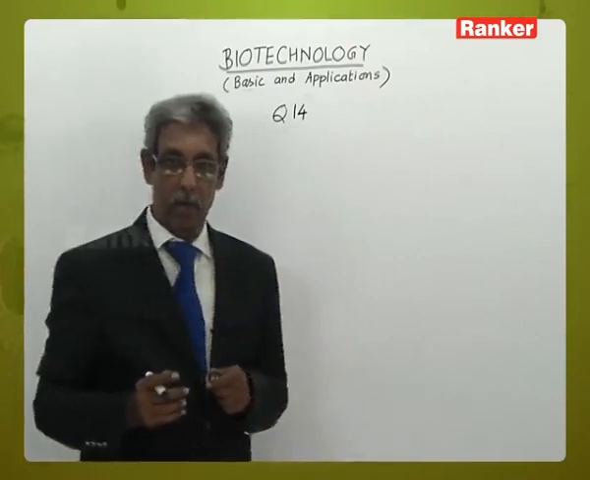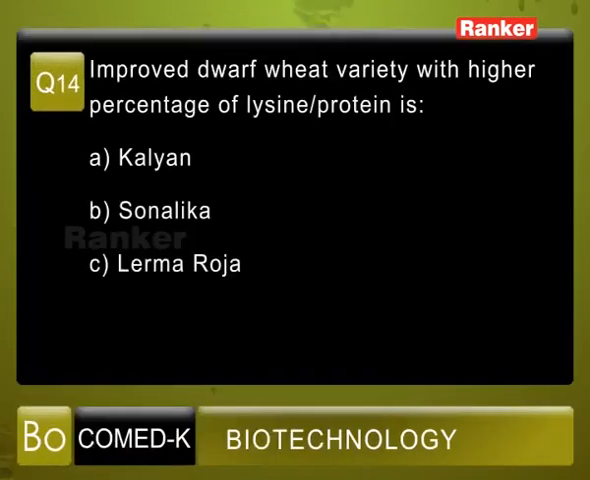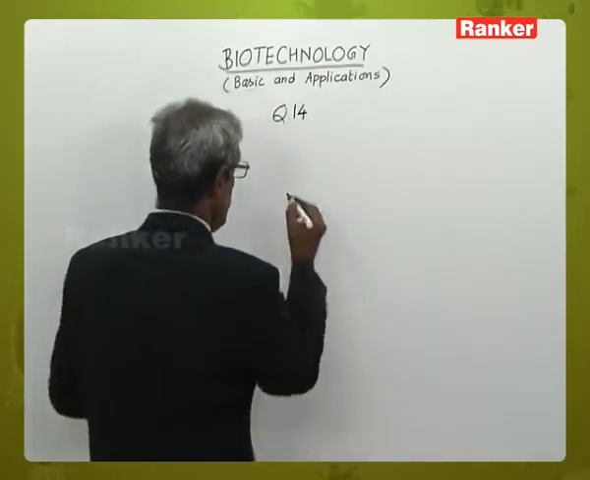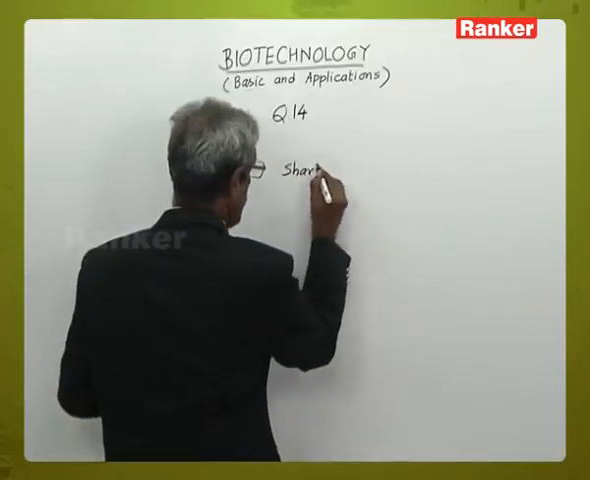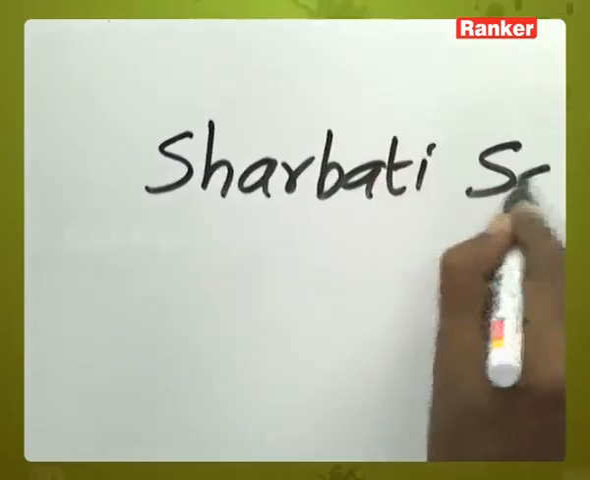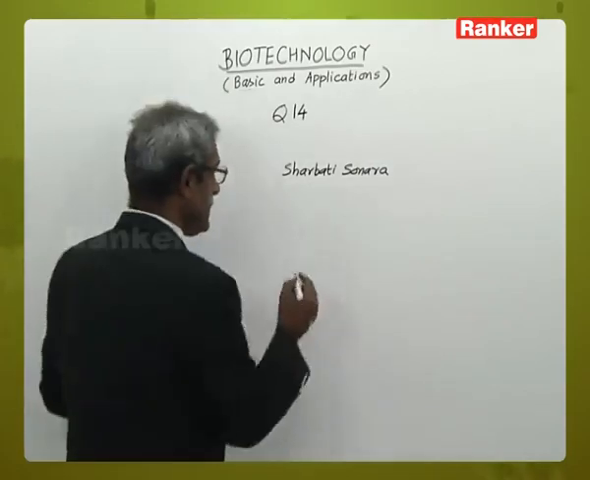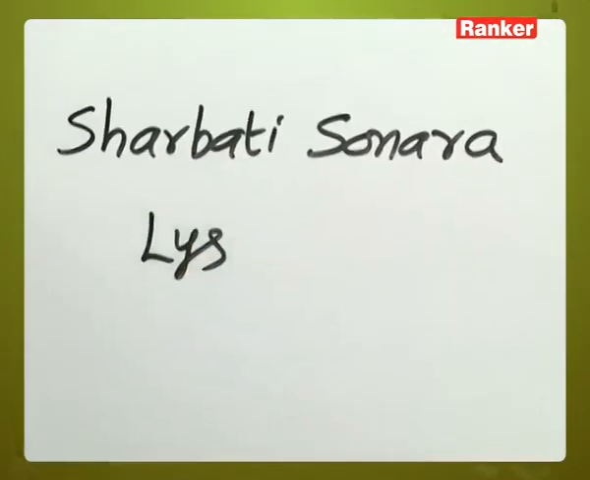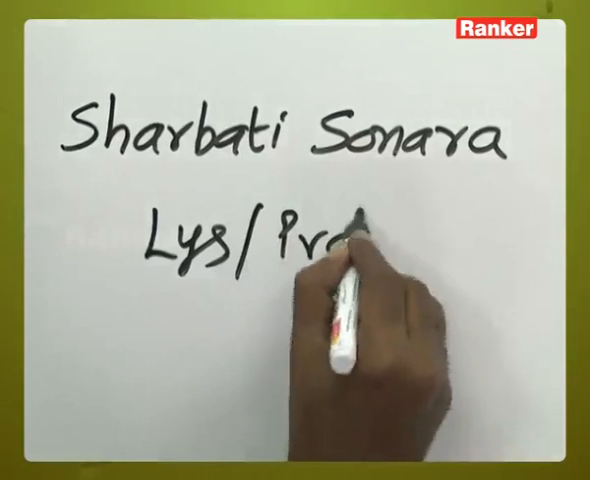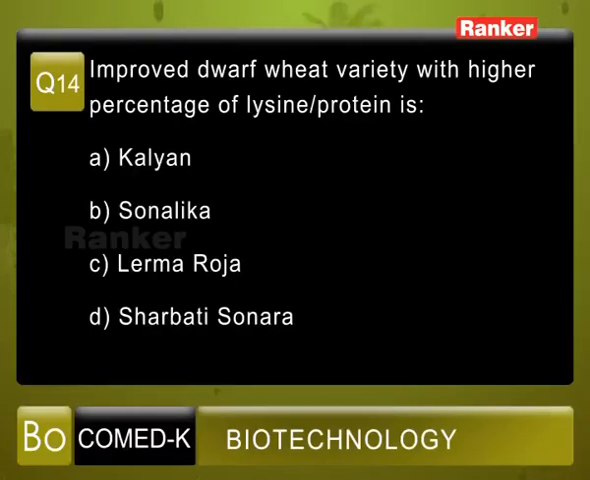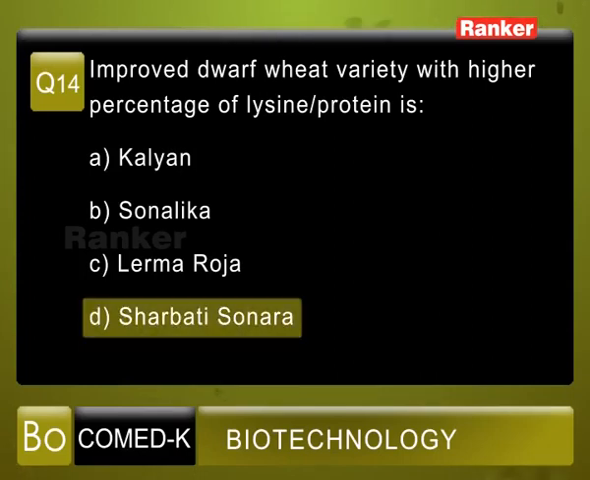Next question is question number 14. Improved dwarf wheat varieties with high percentage of lysine or protein are popularly termed as Sharbati Sonora. So, when you take Sharbati Sonora, it has high lysine content or high protein content, and the correct answer is D.